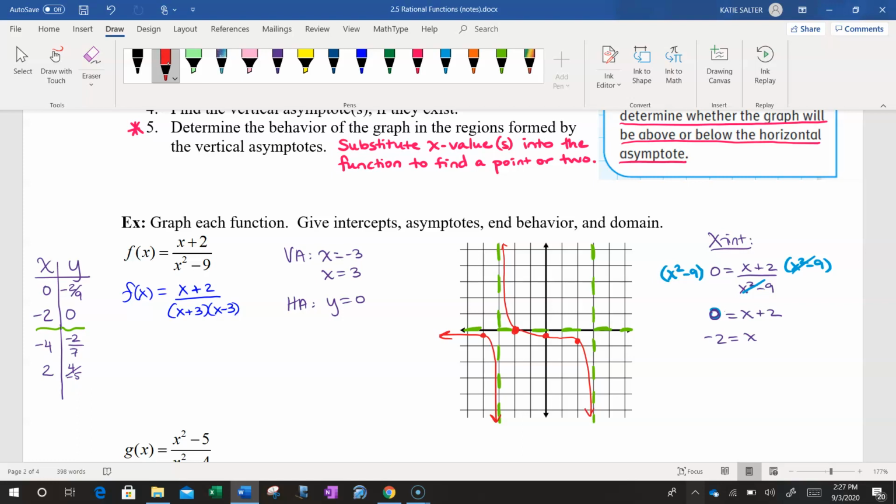All right, so then over here for this last section, maybe we substitute in +4, and we get 6 in the numerator.